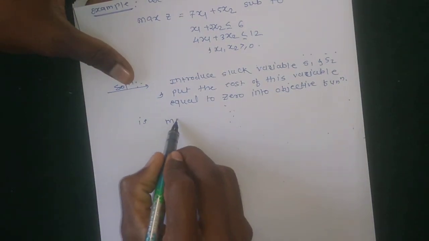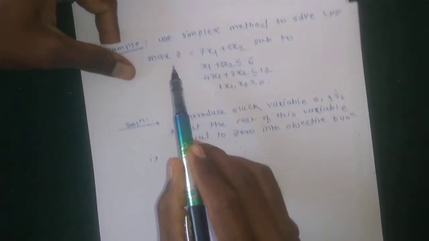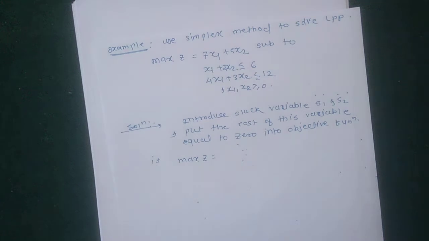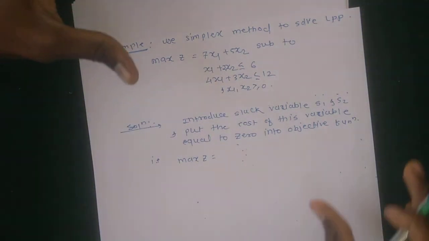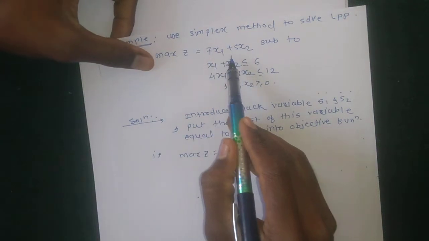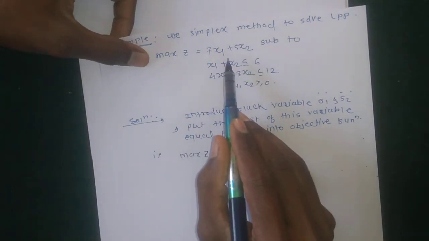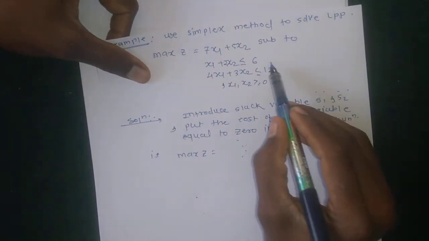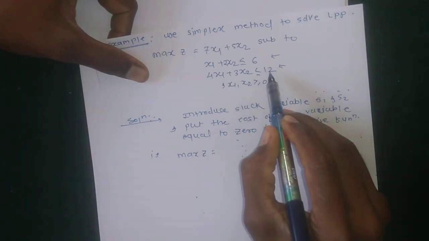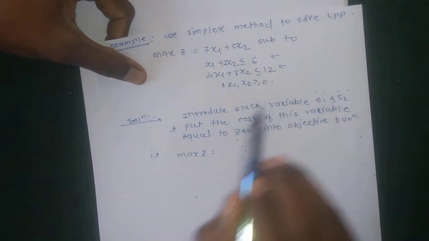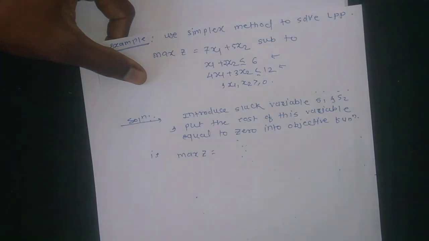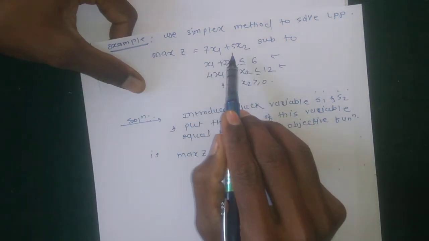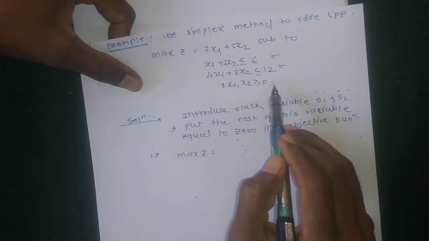Here, maximize z is given. For the simplex method, we convert every LPP to maximum type. Here the objective function is already maximum type, so there is no need to convert to maximization. The constraints are also less than or equal type, and all bi's, this is b1, this is b2, are non-negative. So there is no need to convert negative to positive.